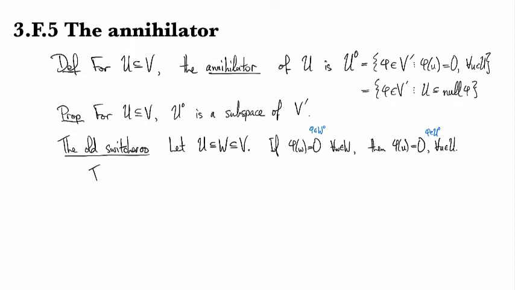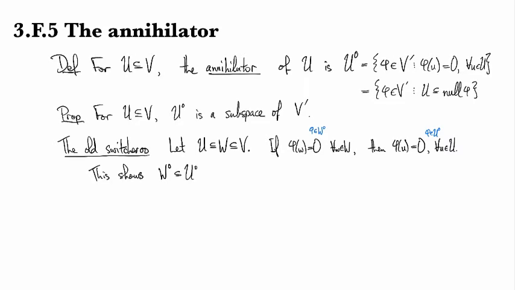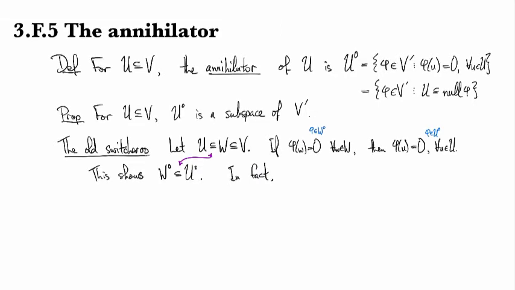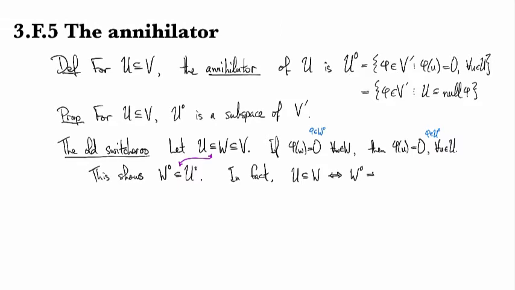So we just showed that W naught is contained in U naught. So we've reversed this containment by passing to the annihilator. And in fact, this goes both ways here, so that U is contained in W if and only if the annihilator of W is contained in the annihilator of U.